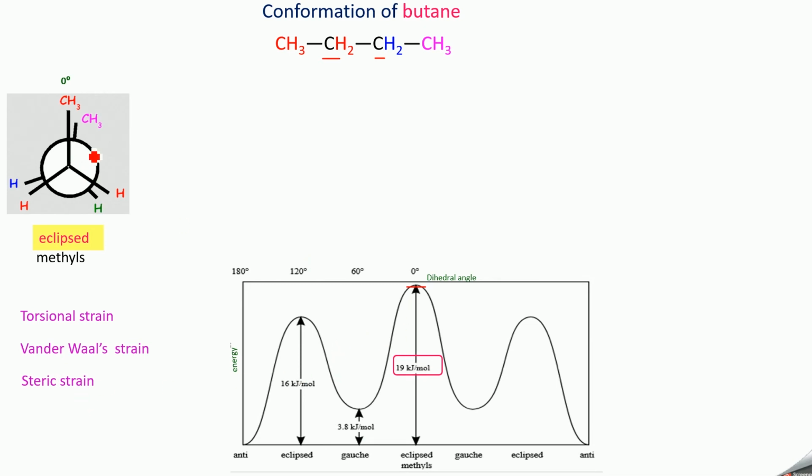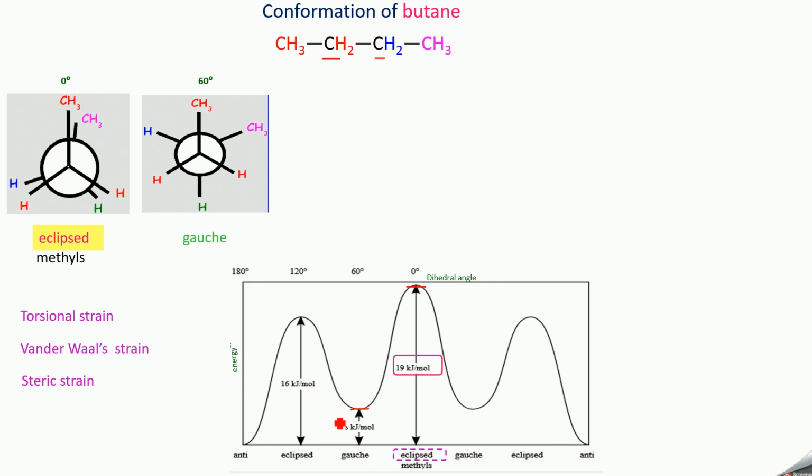Now you fix the front carbon, rotate the back carbon. The potential energy from here starts decreasing, and it decreases until it reaches this value at 60 degree. So from this eclipsed form the potential energy starts decreasing and it reaches this value. At 60 degree you are getting this form where this CH3 are far away and all the other hydrogens are also far away. So here at 60 degree the potential energy is less because the torsional strain and van der Waals strain will be less here, and this form we call the gauche form, and its energy is given as 3.8 kilojoule per mole.